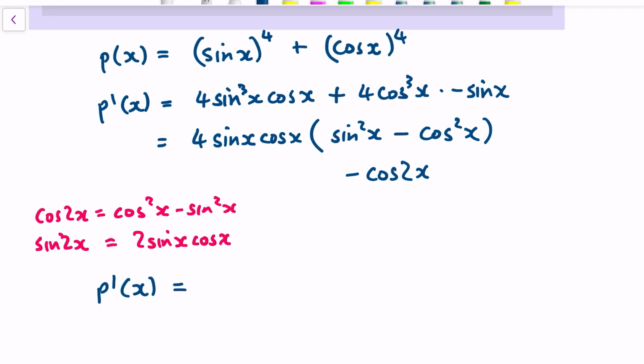We have 4 sine x cosine x, that's 2 lots of sine 2x. We have a minus coming out of the second term, so we've got minus 2 sine 2x cos 2x. Now that's the double angle formula again, except that the angle here is 2x, which means that we can write this as minus sine 4x.